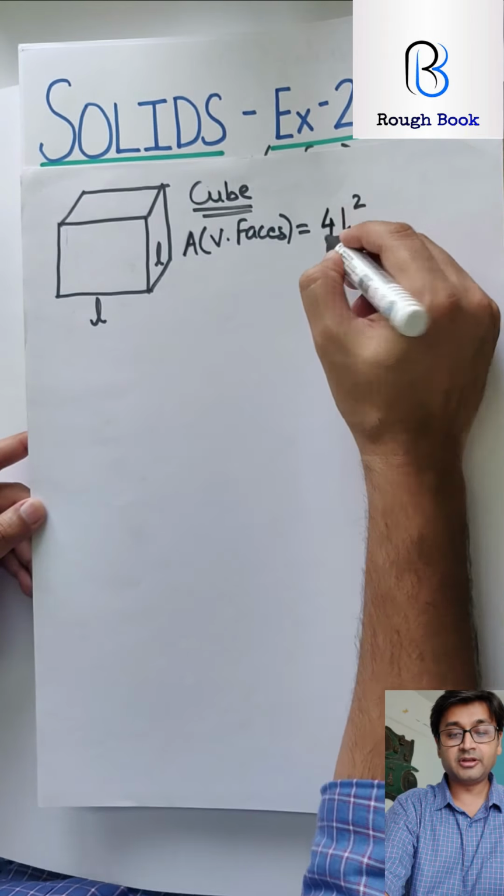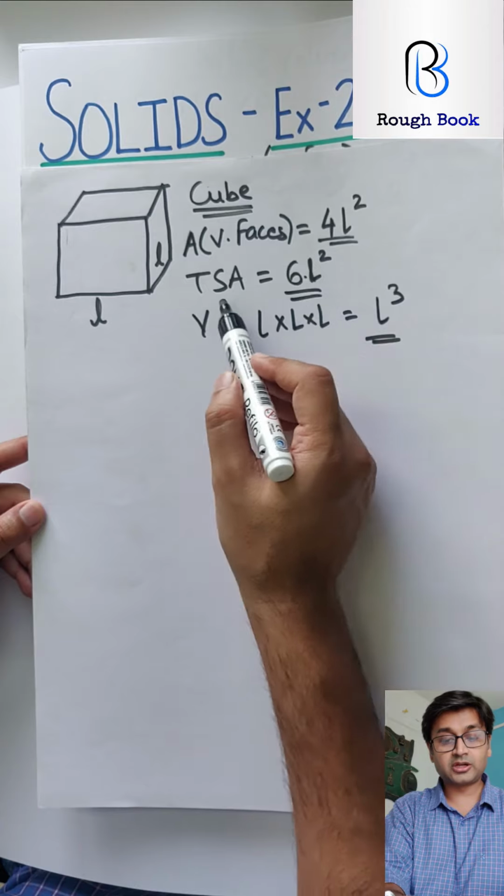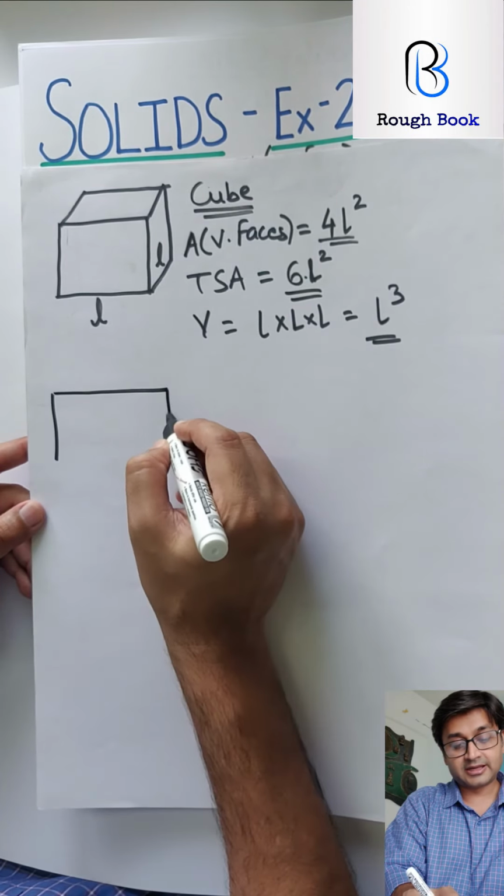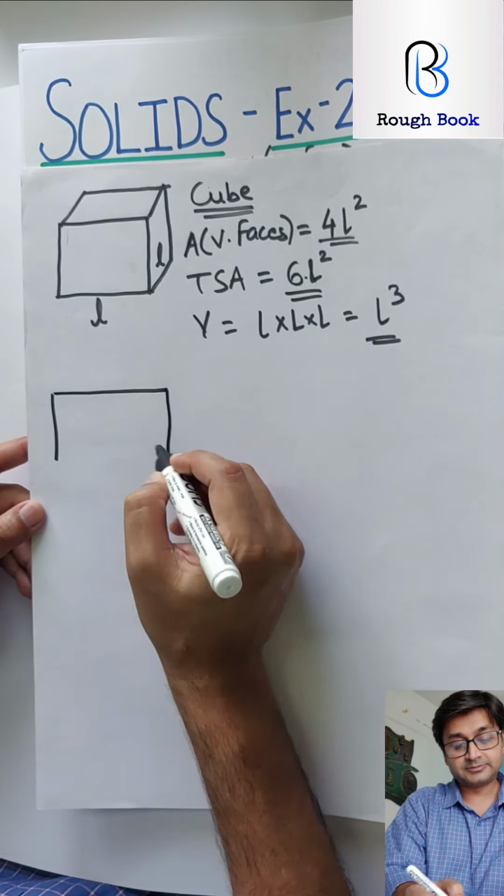Total surface area will be all six faces, whether vertical or horizontal. So one face is L square. Six faces will become 6L square. And volume is the inside space available, that is length into breadth into height, but in this case all three are L, therefore L cube. So you are expected to know these three formulae: 4L square, vertical faces; 6L square, total surface; and volume is L cube. The next one is a rectangle. So for a rectangle, length, breadth, and the height.